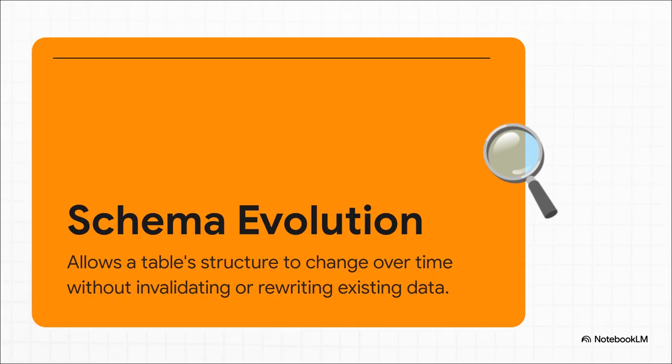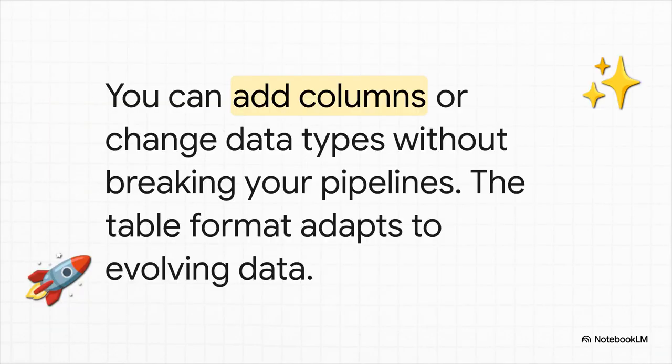Superpower number two, schema evolution. Remember how we talked about those old data lakes being so brittle, where one little change could break everything? Well, this is the fix. It lets the structure of your tables, the schema, change over time without causing total chaos. And the real-world benefit here is just massive. It means you can add a new column, you can rename an old one, you can even change a data type, and your data pipelines just keep working. The table format handles it gracefully. Your whole system becomes way more robust and way less fragile.